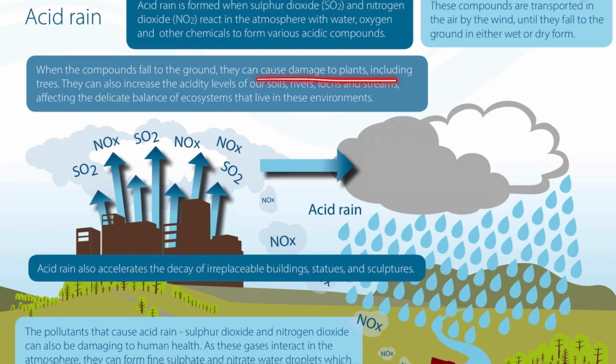When acid rain drops, it causes serious damage to plants and trees, and it increases the acidity levels of our soils, rivers, and streams, thus affecting the ecosystem of the environment. Apart from the vegetation, it also damages material things, buildings, and sculptures. The nitrogen dioxide and sulfur dioxide themselves are very irritating, and they can irritate our airways and increase the irritation to eyes.